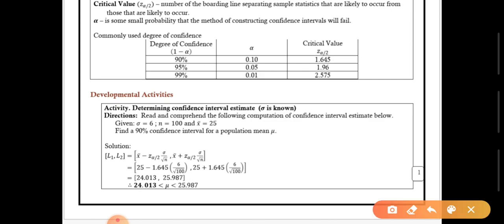Ngayon, kung paano natin siya i-express, it is in the form of interval. 24.013 is less than mu, less than 25.987.